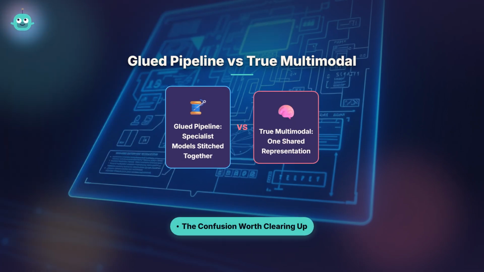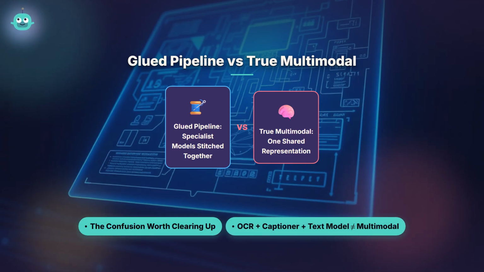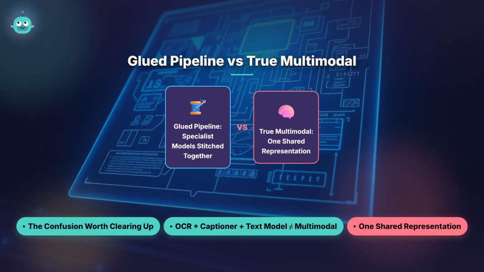This is the exact confusion worth clearing up before you call something multimodal AI. OCR plus a captioner plus a text model stitched together is not the same thing. Each tool still reasons alone. True multimodal means one model, one shared embedding space, reasoning across every input type together, which sounds perfect until you see where it still gets things wrong.